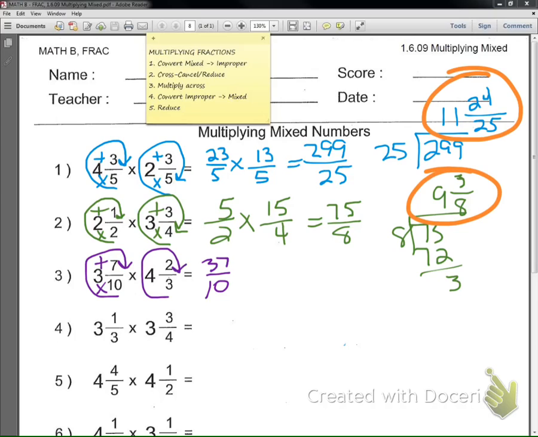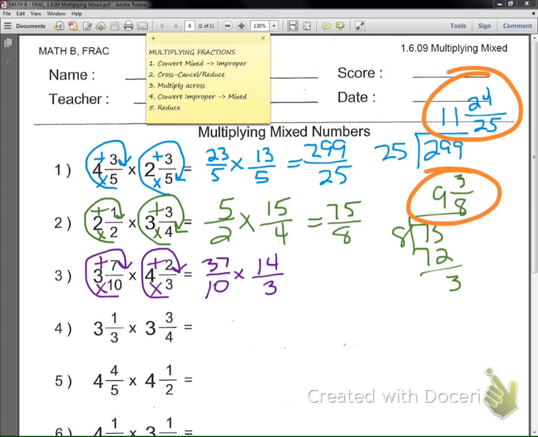And then we change the second one to an improper fraction, I'm sorry. 3 times 4 is 12, plus 2 more is 14. 14 over 3. Oh good, it looks like we do have one that can cross cancel. I know 37 and 3 won't be able to cross cancel because 3 is a prime number. It is a great idea to learn your prime numbers, those list of numbers that can only be divisible by themselves, and 1.